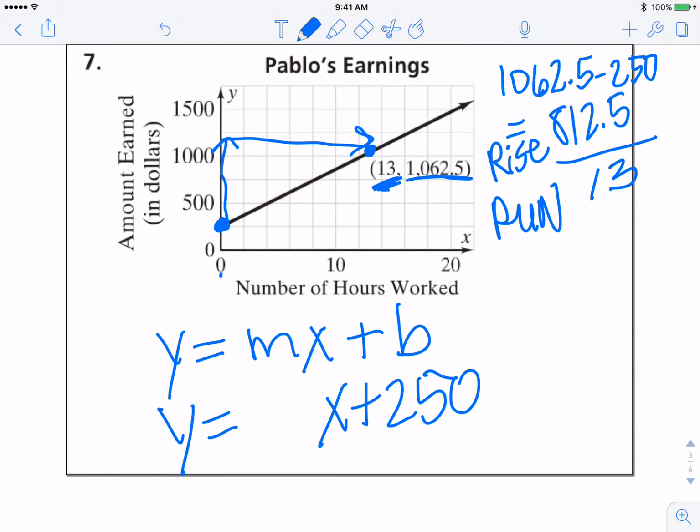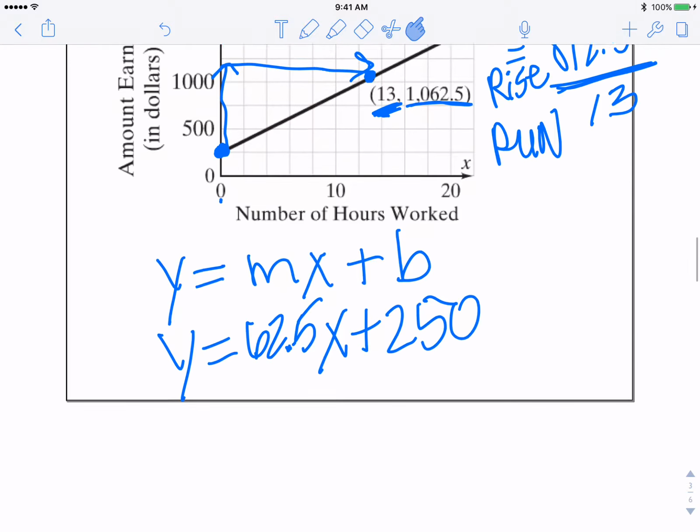Then you're typing this in your calculator to get a decimal answer for your slope. So your slope, after dividing this out, because remember fraction bar means divided by, is 62.5. So the equation of our line is y equals 62.5x plus 250.